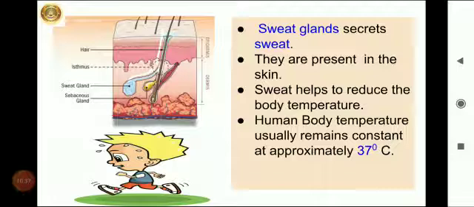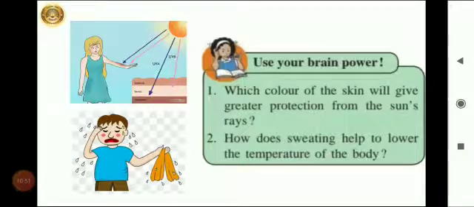Our body temperature usually remains constant at approximately 37 degree Celsius. So what is the normal human body temperature? 37 degree Celsius. Which color of the skin will give greater protection from the sun's rays? Dark brown skin will give greater protection from the sun's rays because it contains more melanin.